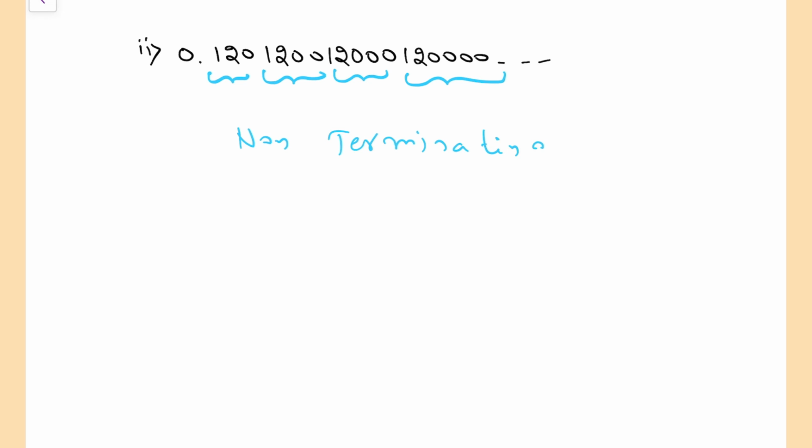Non-terminating. Then, is it repeating? No, not at all. Because 120, 1200, 12000, 120000, as it keeps on moving, it increases by one digit always. So it is not at all repeating also. Non-terminating as well as non-repeating. So if a decimal is non-terminating as well as non-repeating, then that comes under irrational number, neither terminating nor repeating type of decimals.